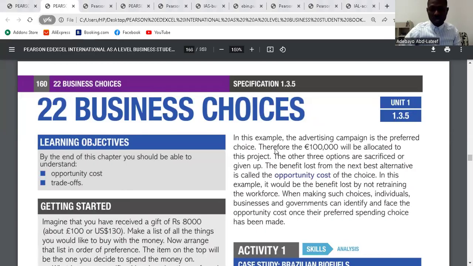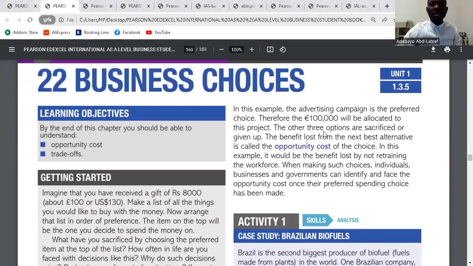So go to chapter 22, the end of unit 1, I think. Yeah. Business choices. So when we talk about business choices, we're talking about business decisions. So that means businesses have to take decisions. That means they need to choose a path that they want to follow. That is what business choice is about. So let's scroll down and see.